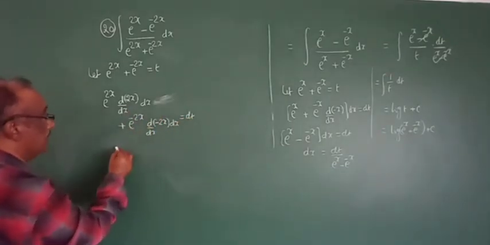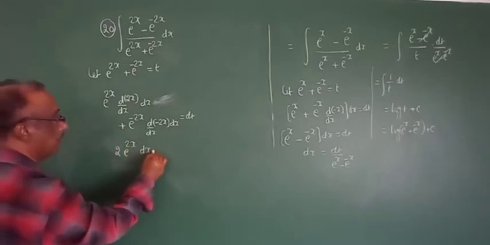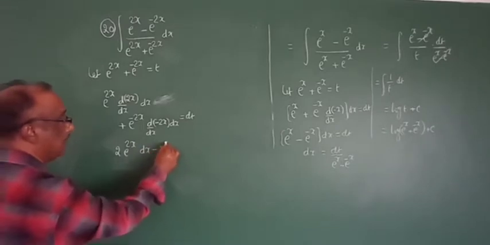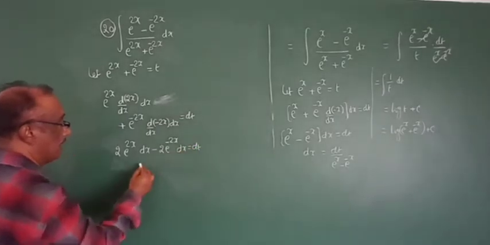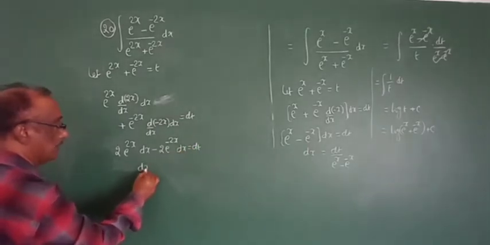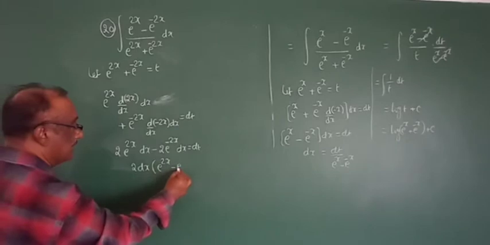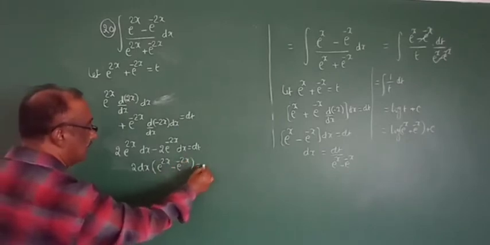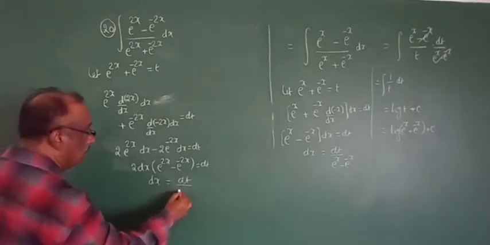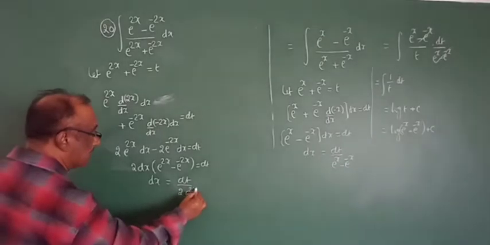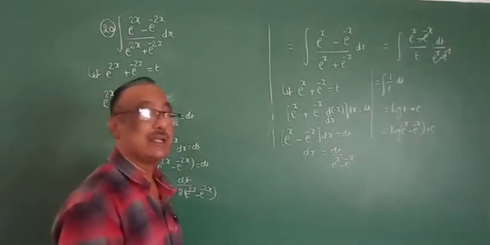Right, 2 into e power of 2x into dx minus 2 into e power of minus 2x into dx is equal to dt. Dx is common, and 2 is also common. 2 dx times e power of 2x minus e power of minus 2x is equal to dt. Write down the dx value: dt by 2 into e power of 2x minus e power of minus 2x. Right, substitute everyone. We get the answer.